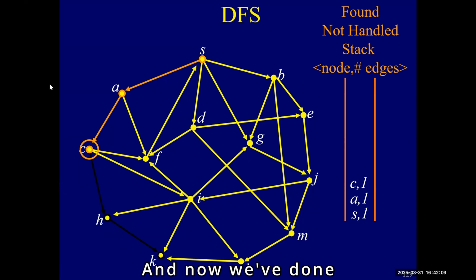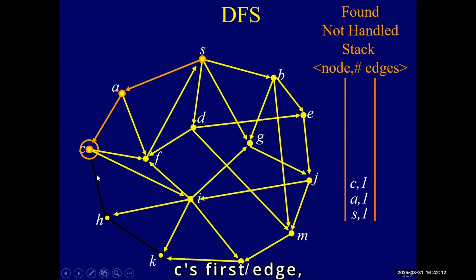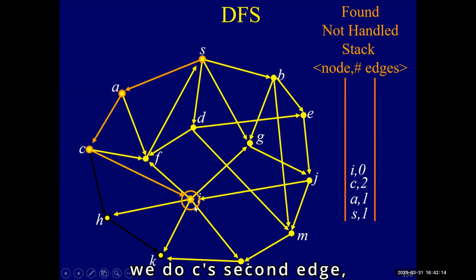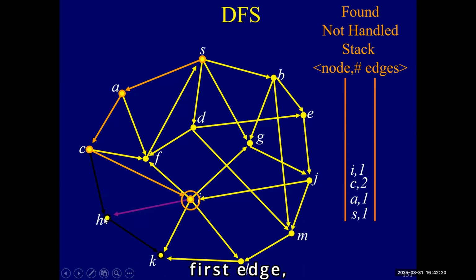All right, so then we pop. And now we've done C's first edge. So we come down and we do C's second edge, right? And then we come over to I's first edge, which is to H. All right, everybody buy this? Now, I made that edge purple. Why is it purple?